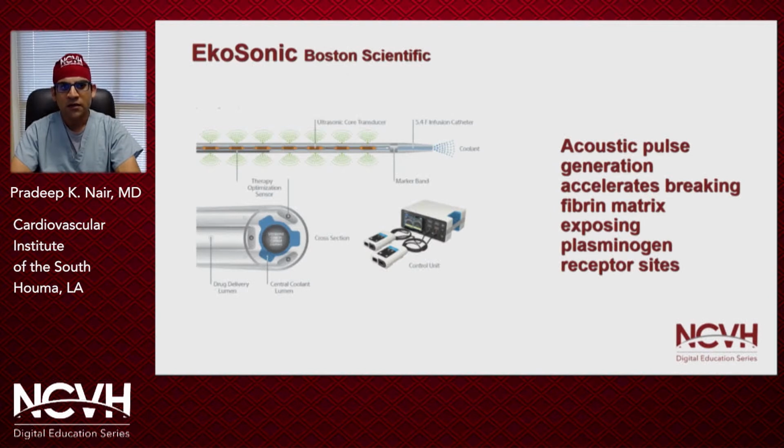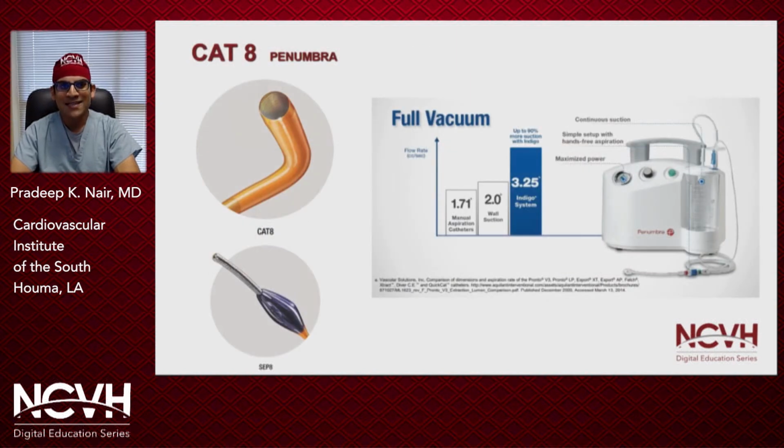The EkoSonic device provides acoustic pulse generation via ultrasound to ideally treat clot by breaking its fibrin matrix, potentially allowing even more organized clot to break up, allowing thrombolysis to work more effectively. The CAT8 device is used for mechanical thrombectomy and utilizes continuous suction and aspiration, which has tremendous force of aspiration.